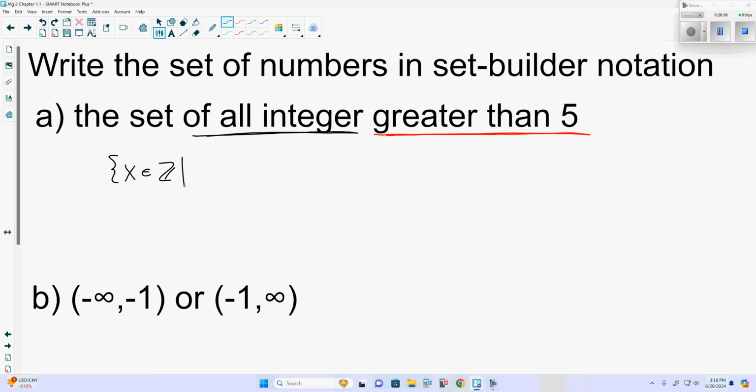well, our description was what? It has to be greater than 5. Well, we're going to write this as an inequality, so it'd be what? x is greater than 5. So we just include that here. x is greater than 5.